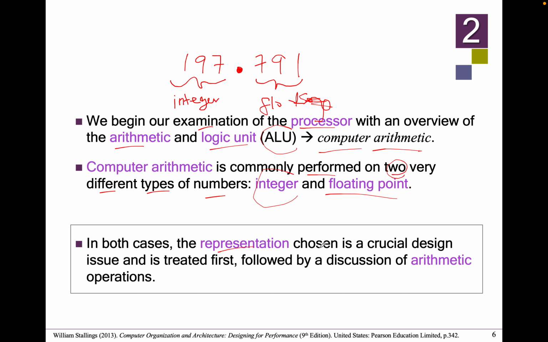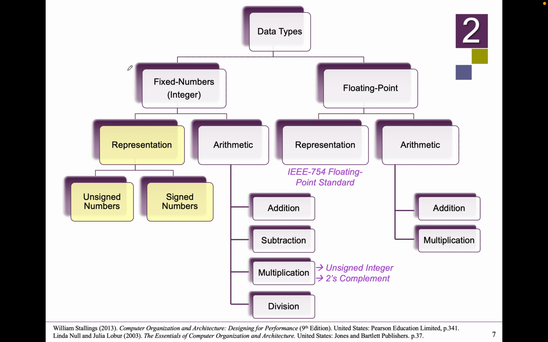In both cases, the representation chosen is a crucial design issue and is treated first, followed by discussion of arithmetic operations. Okay, we have basically data type, which we're going to divide into fixed number and also floating numbers. And under fixed number or integer, we have representation and arithmetic. Same goes to the floating point, which is representations and arithmetic, but the difference is in the arithmetic part. For integer: addition, subtraction, multiplication and divisions. But for floating point, we're going to look into two only, addition and multiplication. There is no subtraction, there is no divisions.